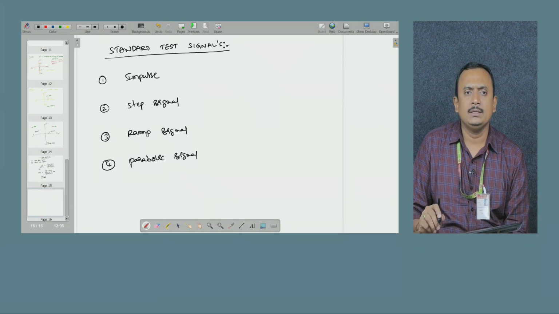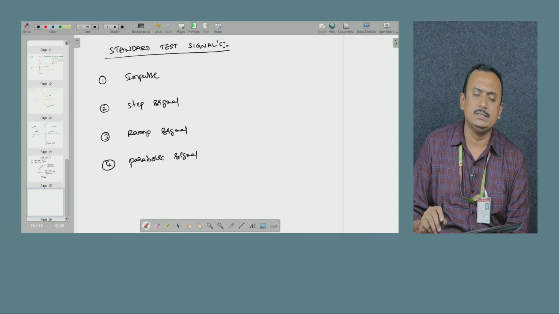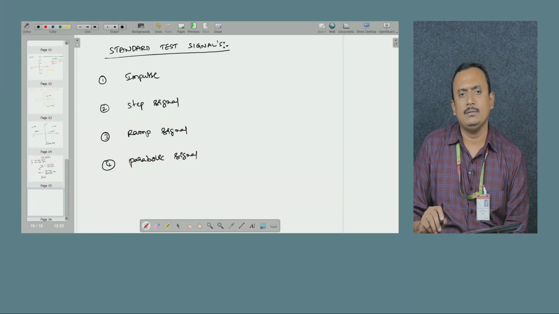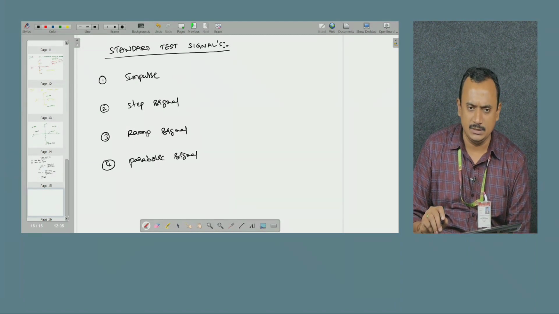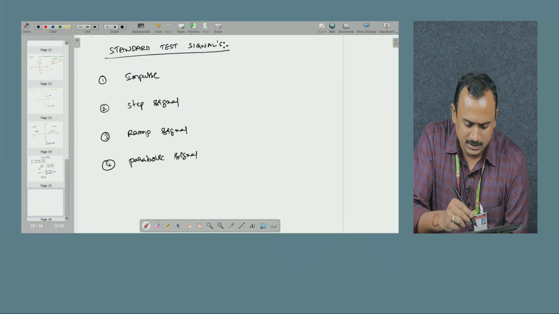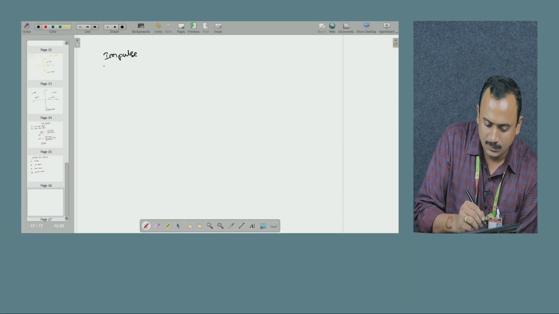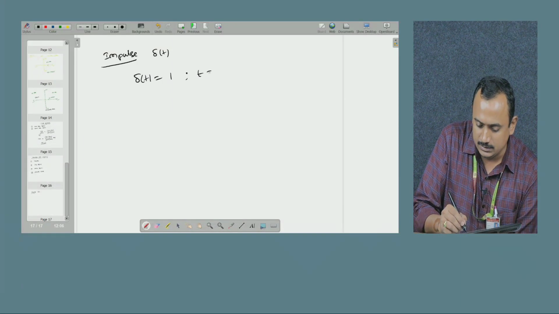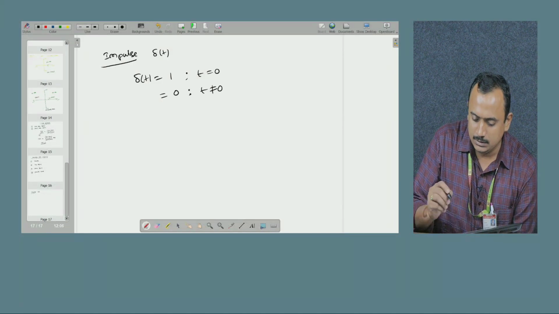Now let us see complete information about each signal, like what is the mathematical representation of each signal and what is the Laplace transform of the impulse signal, step signal, ramp signal or parabolic signal. Now first let us see the impulse signal. It is represented with del of t, and this del of t is equal to 1 for t equal to 0, and equal to 0 for t not equal to 0.